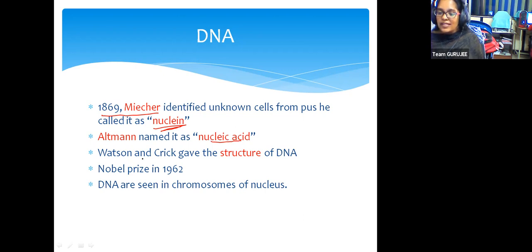Then Watson and Crick gave the structure of DNA. Only these scientists gave the structure of DNA. But Altmann and Miescher didn't give the structure, they just named it. Watson and Crick got the Nobel Prize in 1962. DNA is seen in the chromosomes of the nucleus. So that you know, right?